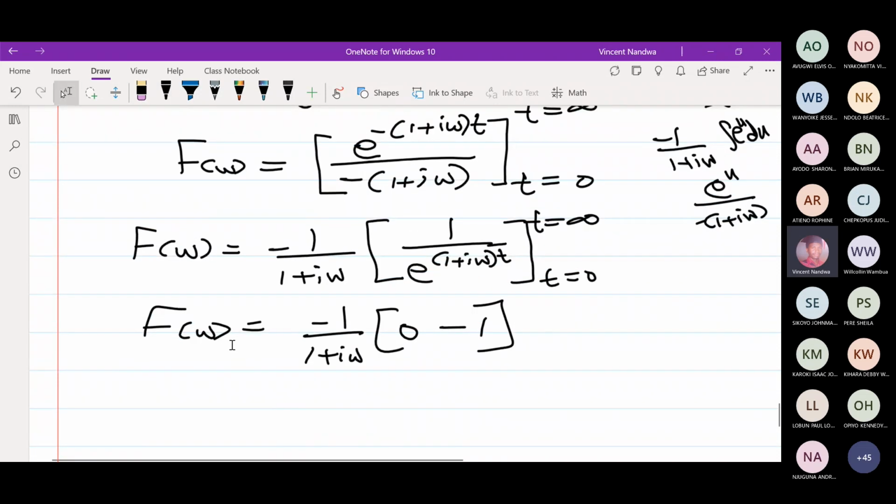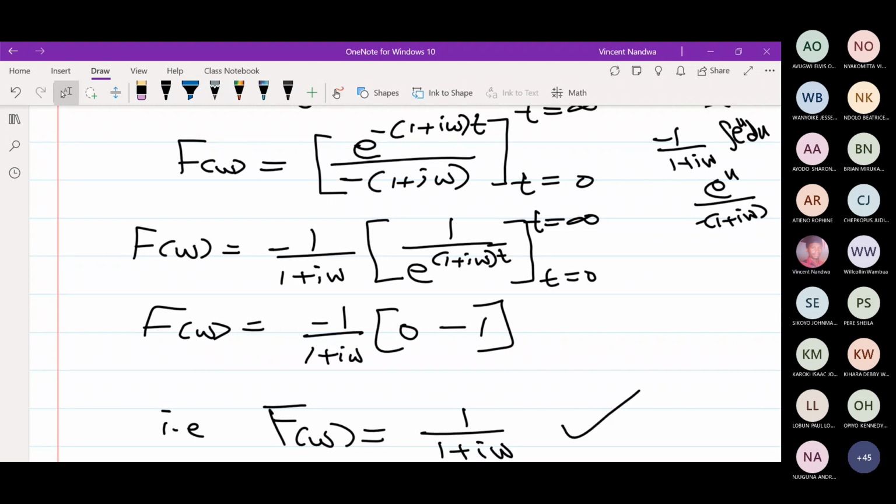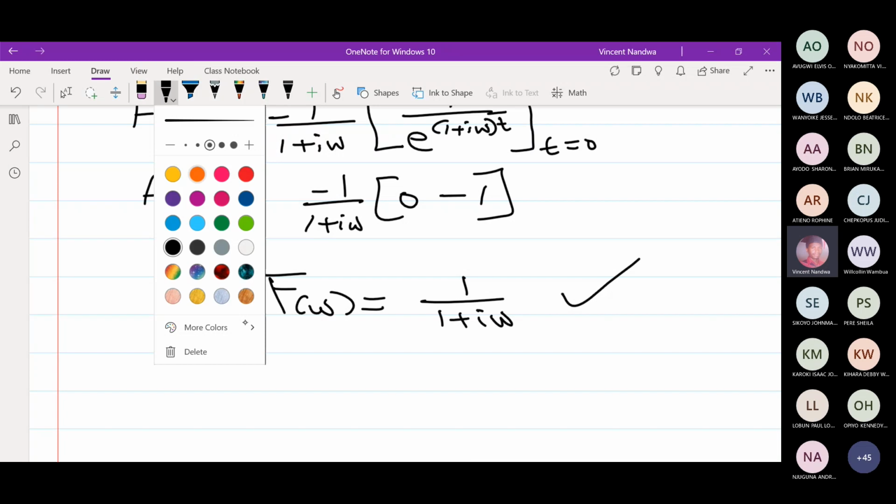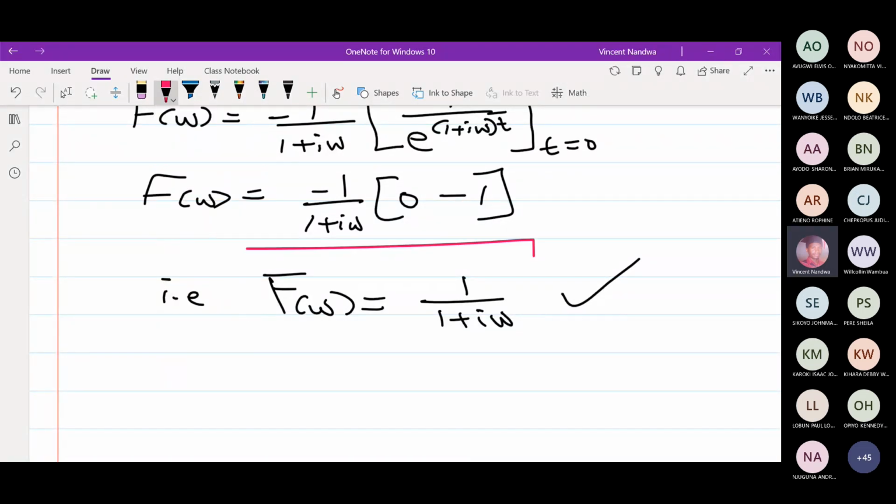So opening the brackets, negative and negative cancel out, so that F of omega will be nothing but 1 over (1 plus i omega). That's what we get for that given problem: the Fourier transform of u of t e raised power minus t is nothing but 1 over (1 plus i omega).